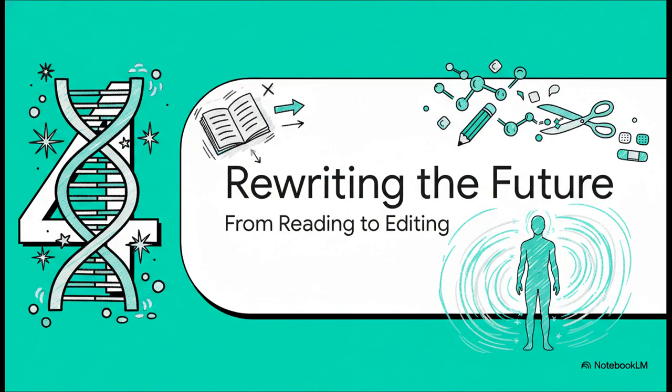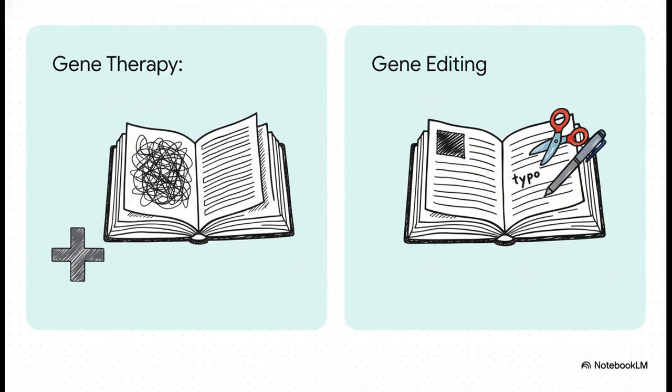But knowing the code was just the beginning. Today, we are in a completely new era. We've moved from just reading the blueprint of life to actively editing it. And that has absolutely revolutionary implications for medicine. And there are two main ways this is happening. First, there's gene therapy. That's like adding a brand new, correct page to the instruction manual to help work around a faulty one. Then there's gene editing, using powerful tools like CRISPR.